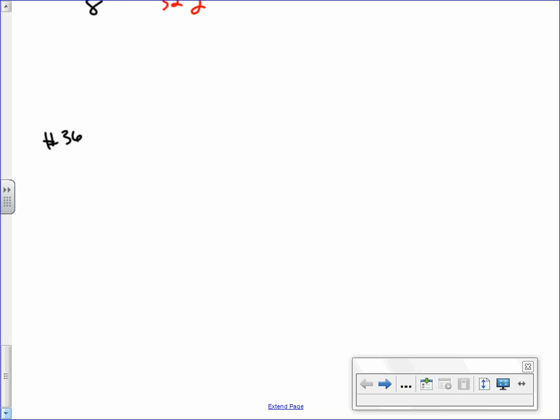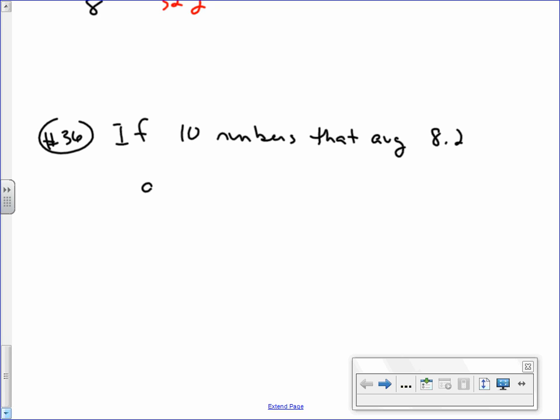This is about averaging a list of numbers when you don't know what the numbers are. So let me just give you an example. If you have 10 numbers that average 8.2. Okay, what you can say is that if you add the 10 numbers, here's that symbol for numbers, and divide it by 10, the answer is 8.2.